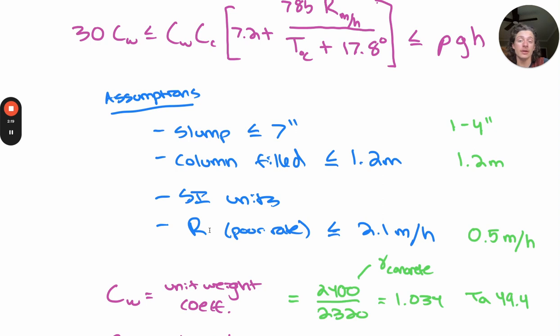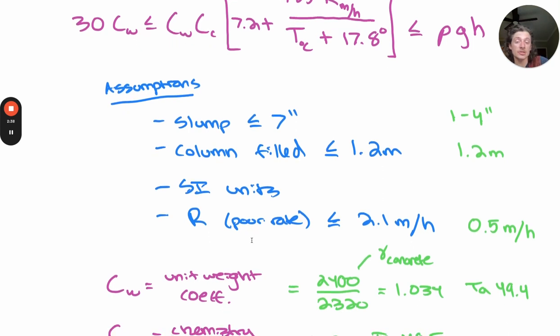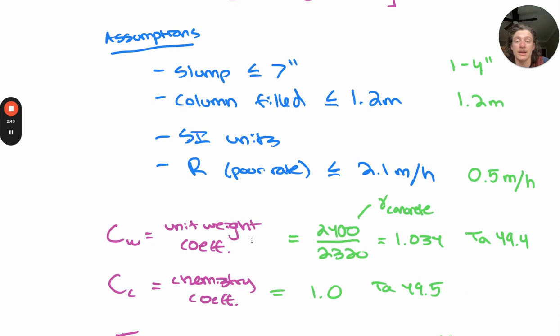CW is our unit weight coefficient from table 49.4. And using our concrete unit weight of 2,400 divided by 2320, which is the value given in the table, to calculate the CW coefficient, we get a value of 1.034. And then our CC is our chemistry coefficient, and this is read off table 49.5, and based on our type of cement is taken as 1.0.